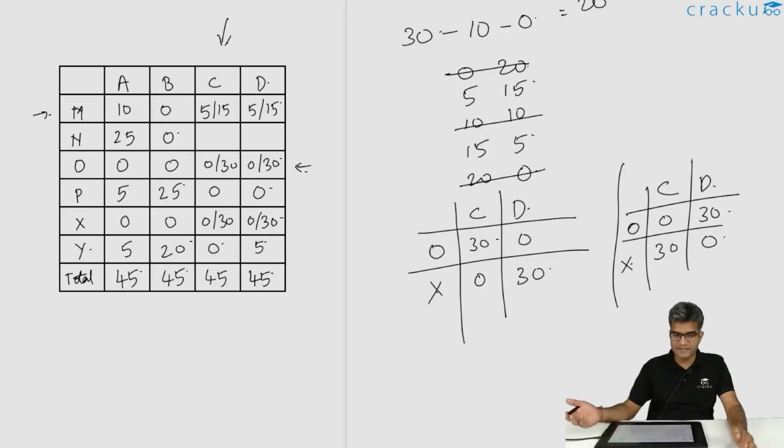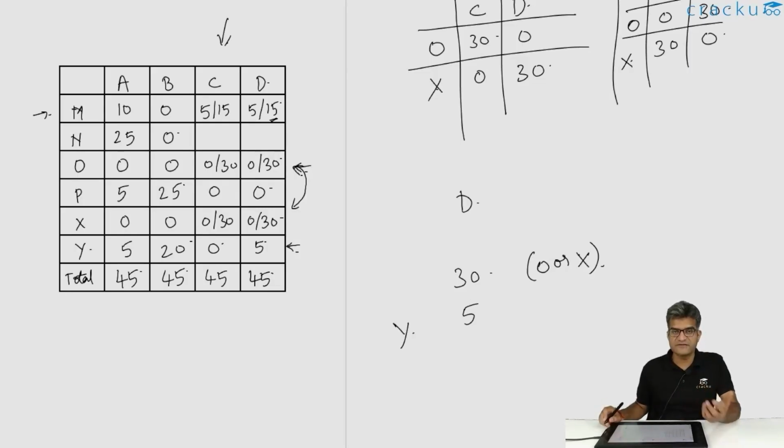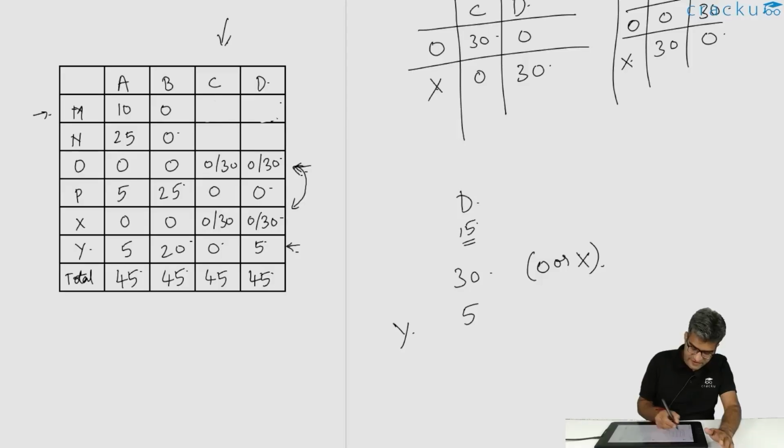So this would immediately imply that D would have received 30 from these two. He received a 5 from Y. So he cannot receive a 15 from M. Because in that particular case, if you are looking at only D, D would have received 30 from either O or X. Similarly, he is receiving 5 from Y. So he has already gotten 35. So if he is receiving 15 from M, the total he would receive will be 50. That is not possible. This would imply that D is going to receive only 5 here and C has to receive 15. So this will be 15 and this will be 5.